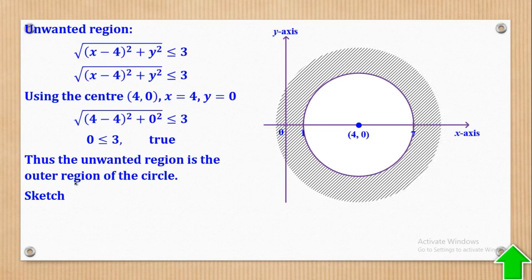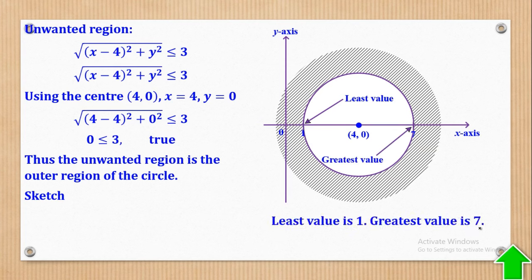Then from there they ask for minimum and maximum values. The good thing is the center passes through the axis, therefore this will be the least value and this will be the greatest value. So we conclude that the least value is 1 and the greatest value is 7. And that's what they wanted, because the modulus of a complex number is equal to the modulus of its conjugate. So that means this is also the same value for the conjugate of that complex number.